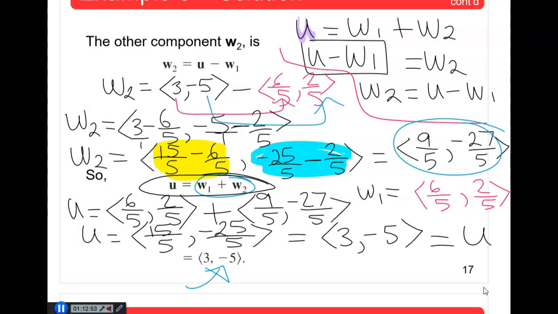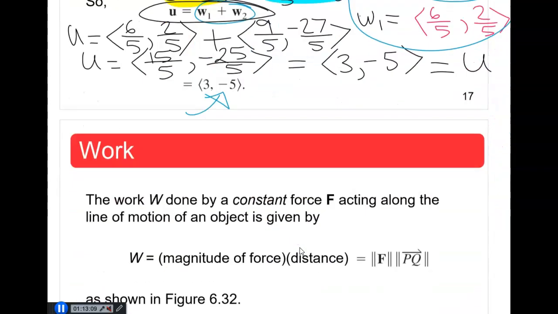And what can we say about W sub 1 and W sub 2? That they are orthogonal. And also they form, if you add them, the two vector components of vector u.